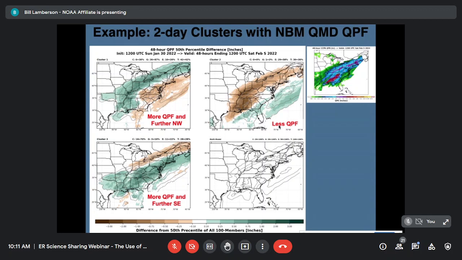But also cluster three is, just for communicating to partners, there is a scenario where we could get 2 or 3 inches of rain or something like that. It's mainly for situational awareness and communicating to partners that maybe want that uncertainty information, to be able to give them that uncertainty information.